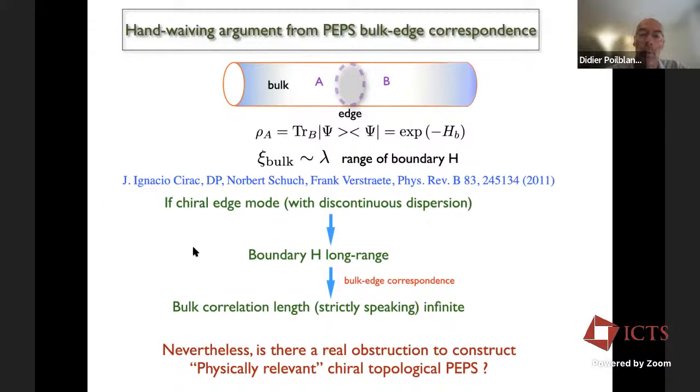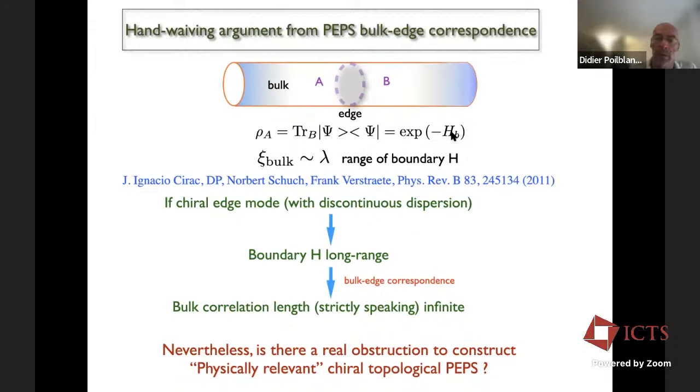So what is this bulk-edge correspondence in simple words? Assume I take an infinitely long cylinder, on which I make a bipartition. So I would have an edge on each half cylinder. Now I can compute the reduced density matrix, which I can write as the exponential of minus some boundary Hamiltonian. The spectrum of this boundary Hamiltonian, as claimed by Li and Haldane, would be in one-to-one correspondence with the edge spectrum. Now, the bulk-edge correspondence tells us that the correlation length in the bulk should somehow trace the range of this boundary Hamiltonian.